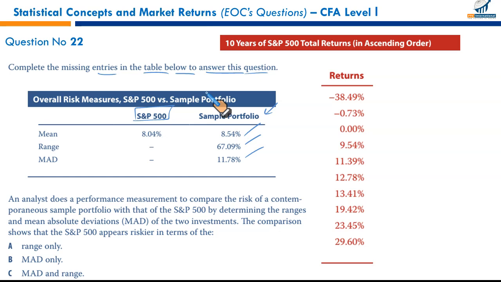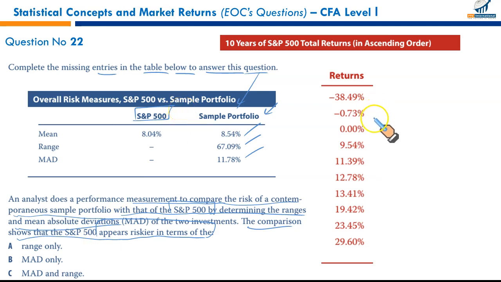absolute deviation. An analyst does a performance measurement to compare the risk of a contemporaneous sample portfolio with that of the S&P 500 contemporary returns by determining the ranges, means and absolute deviations. These are the sample mean, range, and MAD, and we have to calculate them for the population. The comparison shows that S&P 500 appears riskier in terms of range, which we will have to calculate.